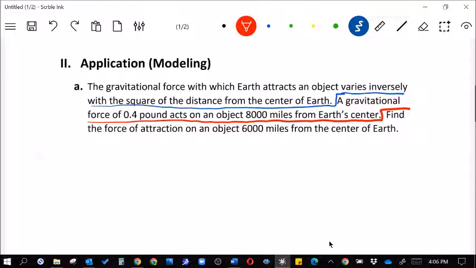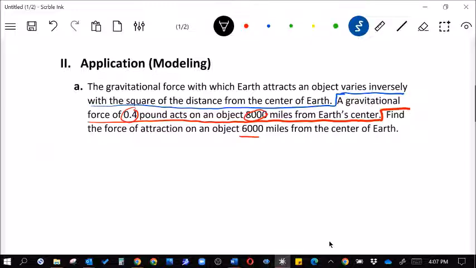So what that does is that gives us a couple of starting numbers that help us to find the K that's in every one of those direct or other type of all of those variation equations. Find the force of attraction on an object that's 6,000 miles from the center of the Earth. So that's the goal that we're going to have, but we have to make the formula correct first.